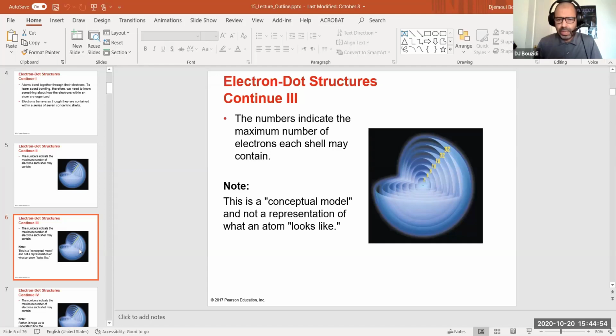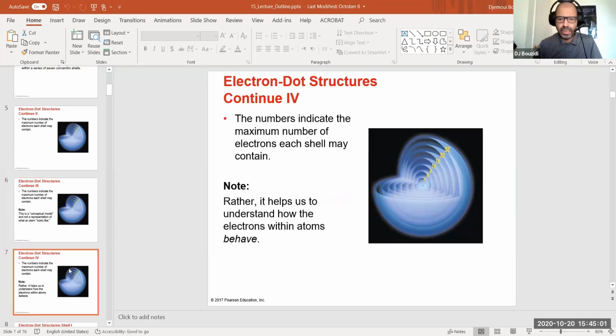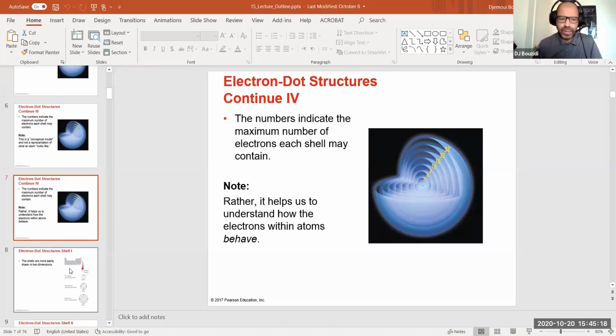So again, I'm just talking about the fact that this is a conceptual idea. You should not look at the atom as some sort of an onion. That is not correct, at least as a picture, because the whole atom is really not a classical object to talk about in that sense. So it helps us to understand how the electrons behave and interact.